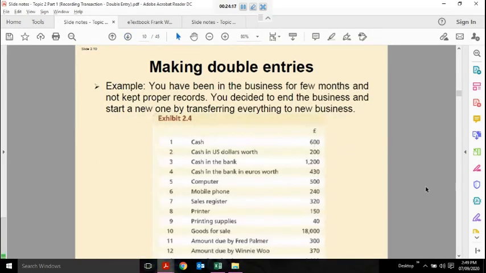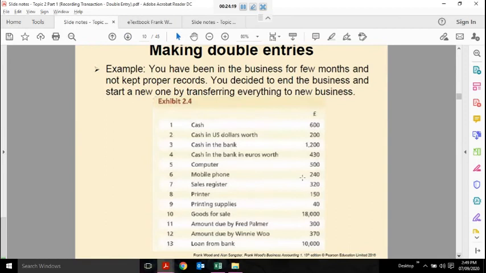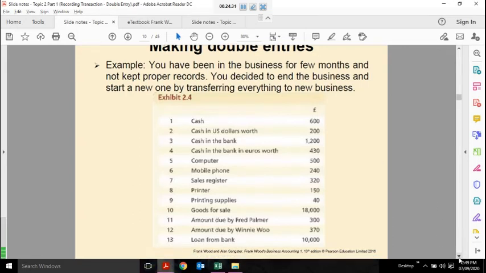Now, making double entries. We have these examples. Example: you have been in the business for a few months and not kept proper records. You decided to end the business and start a new one by transferring everything to the new business. These are among the transactions that you have: cash of 600, cash in US dollars, cash in the bank in euros, computer, mobile phone, sales register, printer, printing supplies, goods for sales, amount due by Fred Palmer, amount due by Winnie Wu, and also a loan from the bank. So you have all of this.